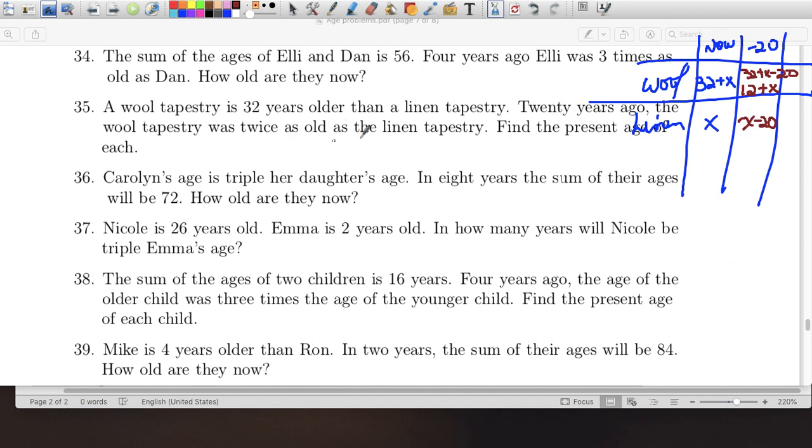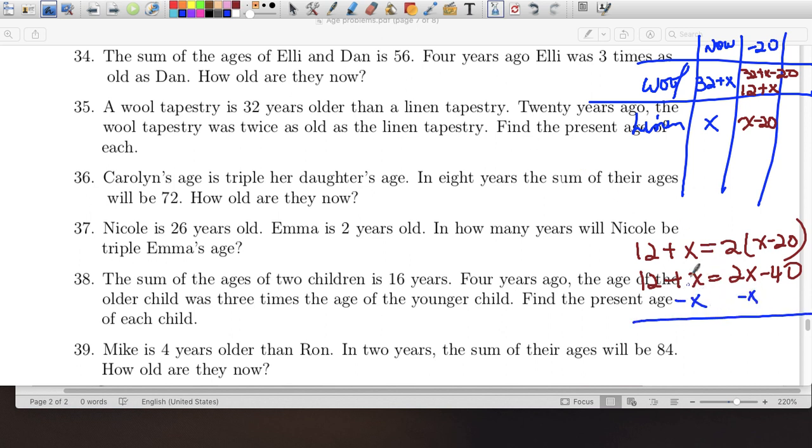So it says 20 years ago, the wool tapestry, which is represented by 12 plus x, was twice as old, 2 times the linen tapestry, which is x minus 20. Solve: 12 plus x equals 2x minus 40. We've got to get rid of one of the x's, so minus x here, minus x. These two go away. 12 comes down, and 2x minus x is x, minus 40. Plus 40 on both sides, and x equals 52.